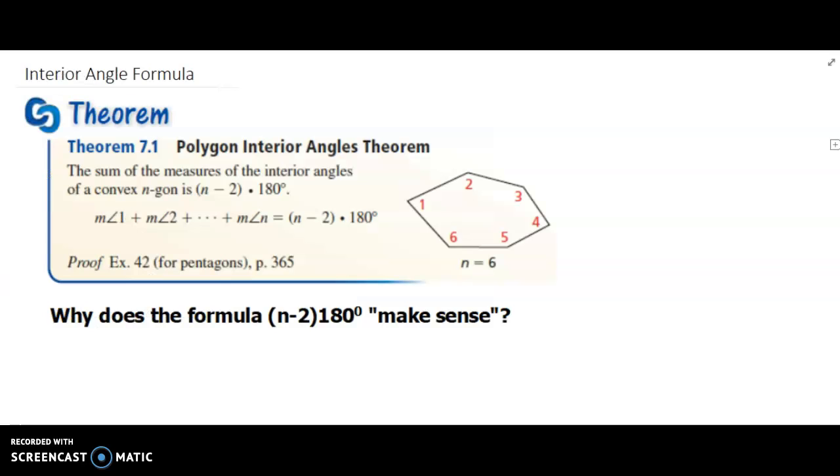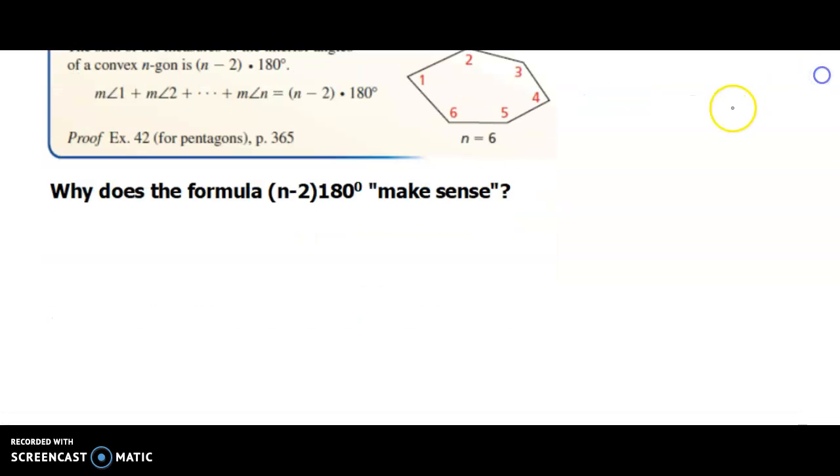All right, so this section, we're going to talk about the interior angles of polygons, okay? Or in this video we are. And then in the next video in this section, we're going to talk about exterior angles of polygons. Okay, so interior angles of polygons, we have this formula. It's n-2 times 180.